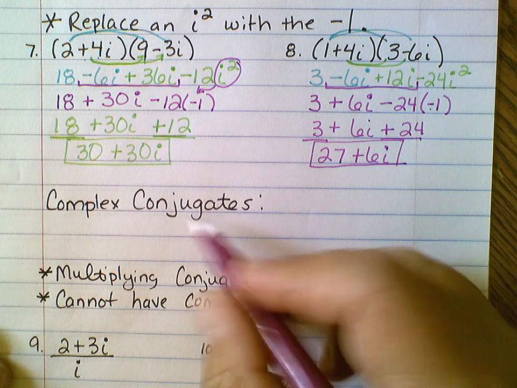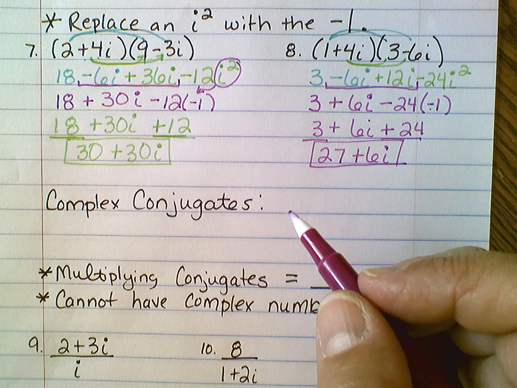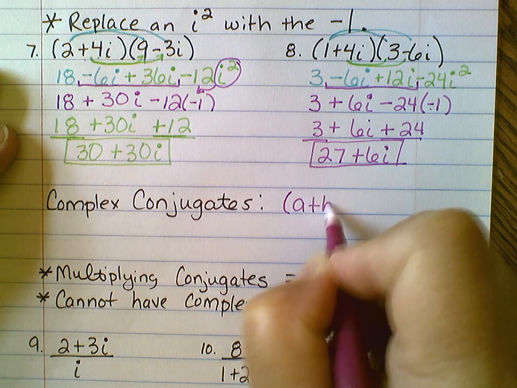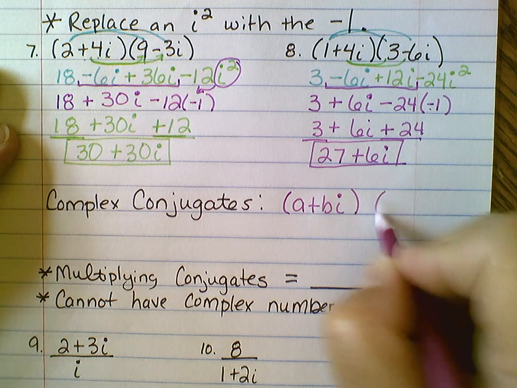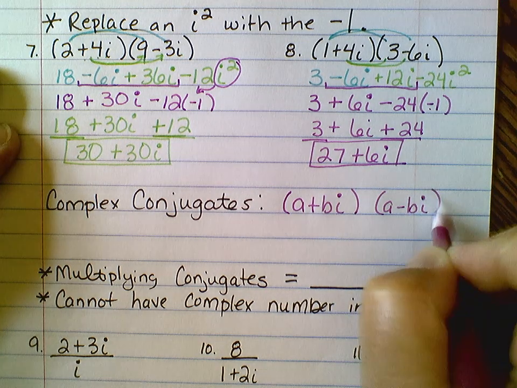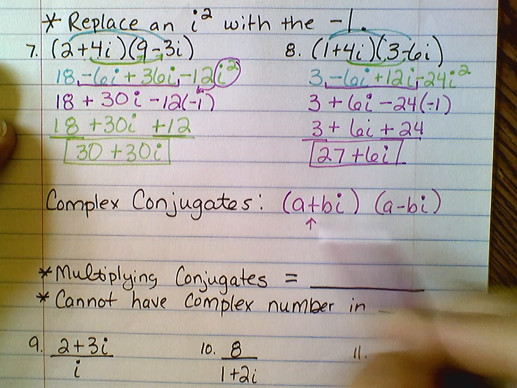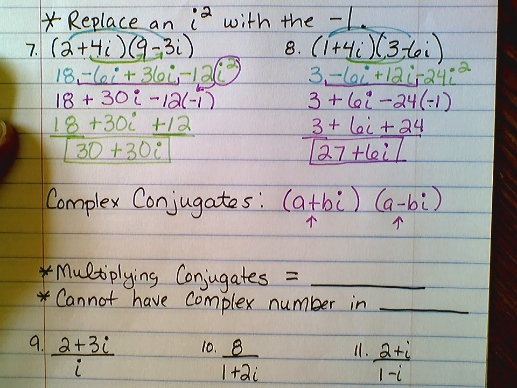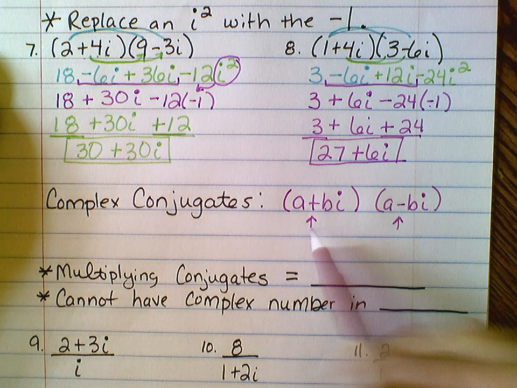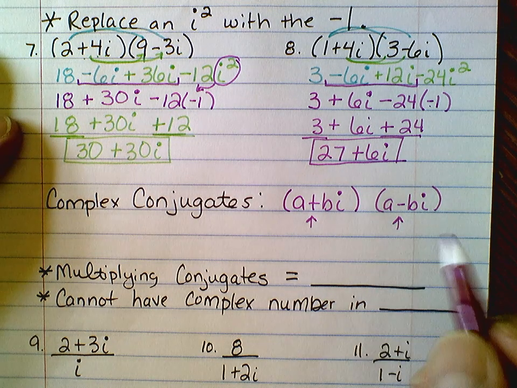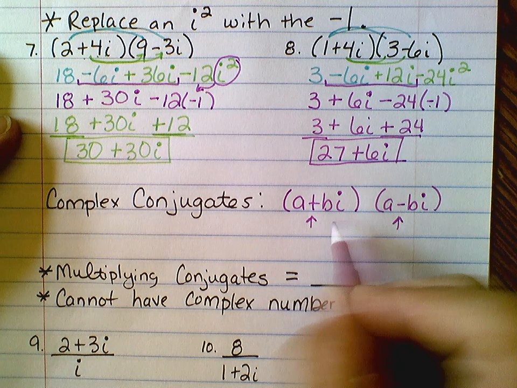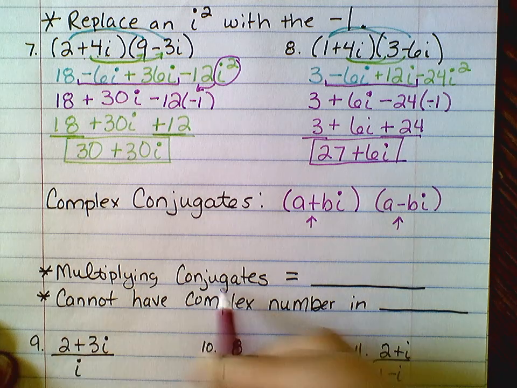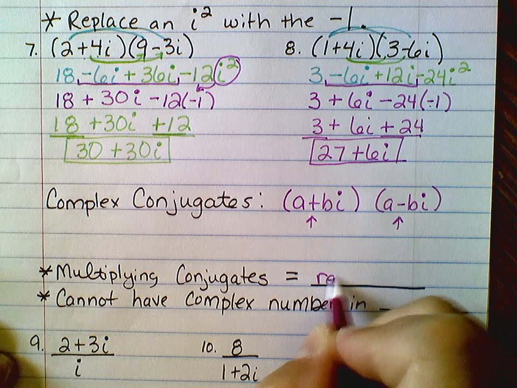Okay, so we have complex conjugates, just like we have the radical conjugates. So a plus bi and a minus bi are those conjugates. So you remember, it's the sum and the difference of those, the real and the imaginary numbers. And when you multiply these together, you end up with just a real number. So multiplying the conjugates equals a real number.